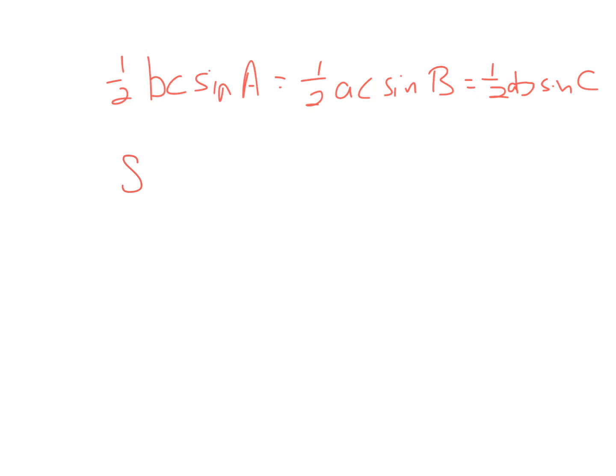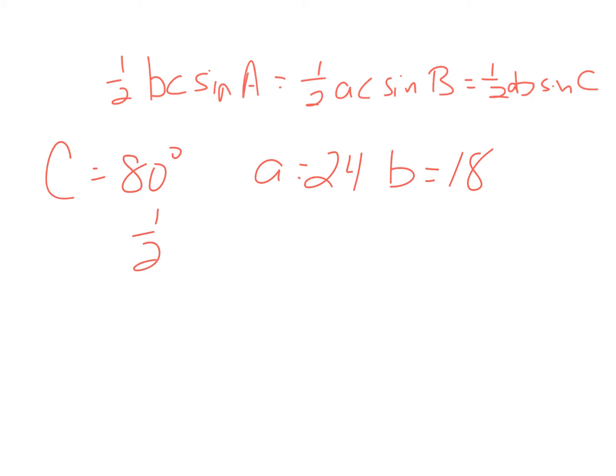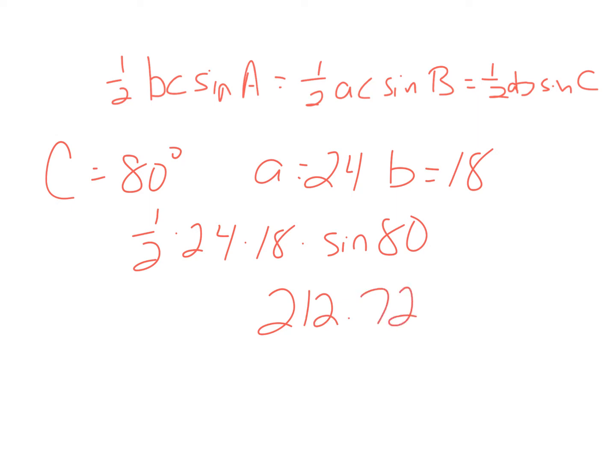So let's say I'm giving you an 80-degree angle. Let's just give it a capital C, and then lowercase c and lowercase b in this case are 24 and 18. So we need to find the area of that. 1/2 times 24 times 18 times sine of 80, and that will get us 212.72. And then units, whatever the units are. And since this is area, we'll call it units squared.